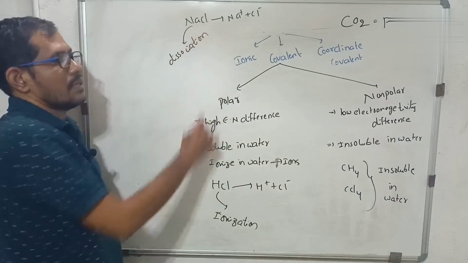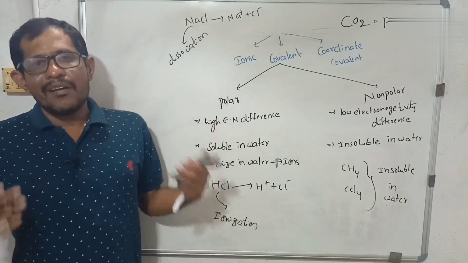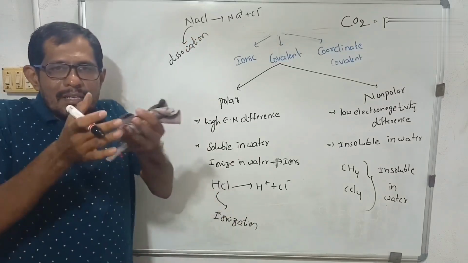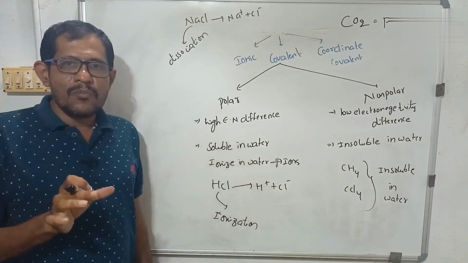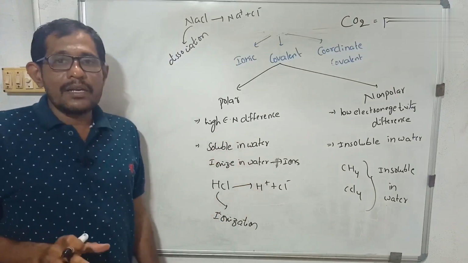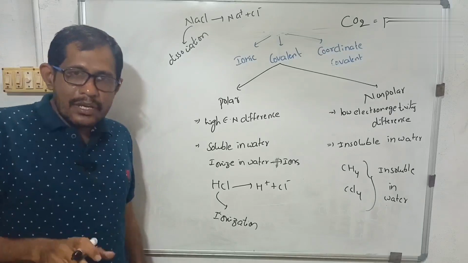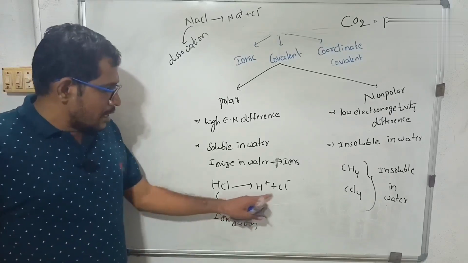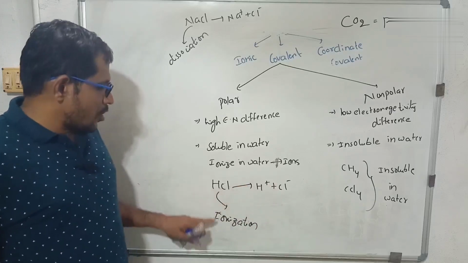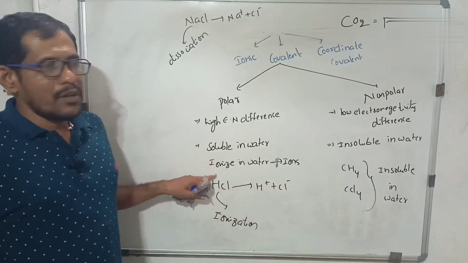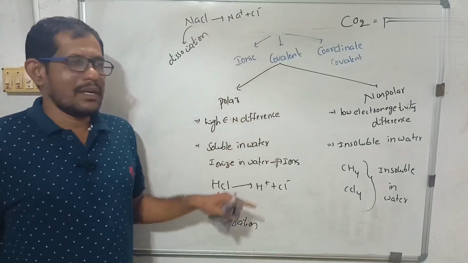I request you students to understand the difference. NaCl already has an ionic bond, already ions. If you add it to water, it just dissociates. But HCl is a molecule, and after adding it to water, it becomes ions. That's why the term ionization is used for a covalent molecule, and dissociation is used for sodium chloride when we add it to water.